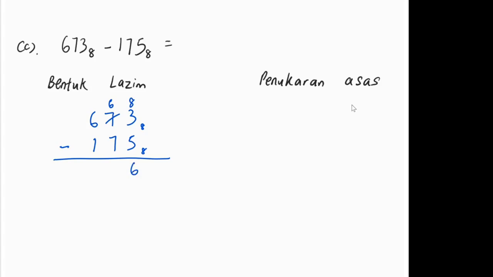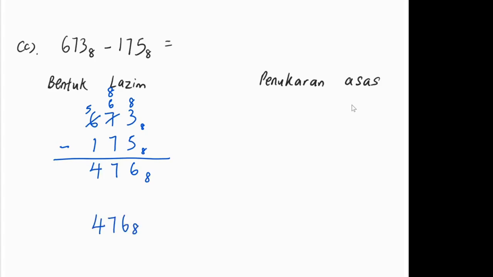Dan 6 tolak 7 tak cukup. Kita akan pinjam dari depan. Ini jadi 5. Dan 6 ni akan tambah lagi dengan 8. 14 tolak 7, 7. 5 tolak 1 itu adalah 4. Jadi jawapannya adalah 476 asas 8.